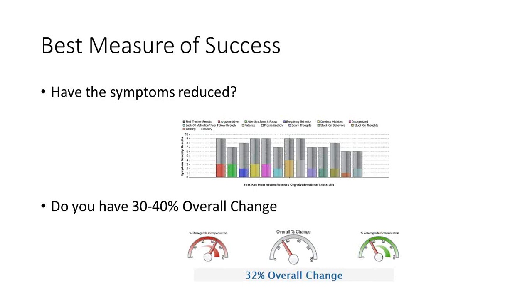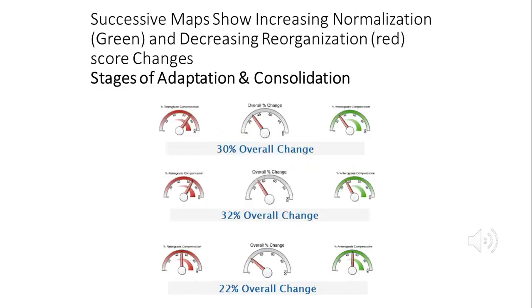What's the best measure of success? Have the symptoms reduced? And do you have 30 to 40% overall change? That is a really successful run of neurofeedback. If you're getting that, that's very successful. That's how we've defined it statistically, not according to some untested assumption or theory, but this is the statistical truth. This is what we see in large samples, 500, 1,000, 2,000. When we're running these stats, that's what we're seeing.